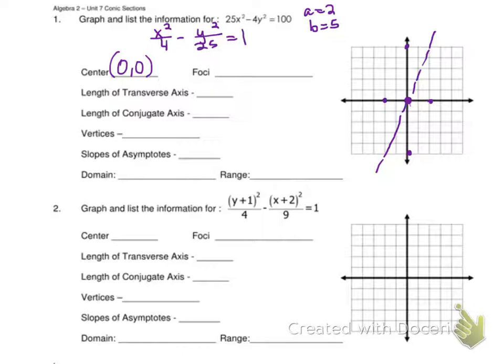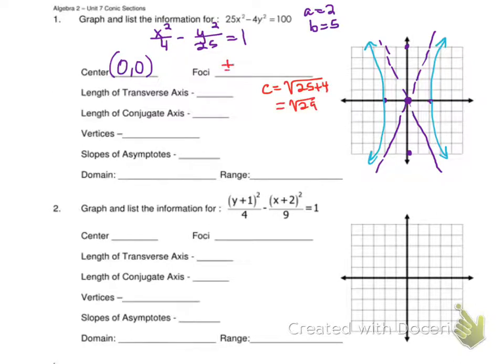So for my asymptotes, since this is a horizontal, I'm going to go up 5 over 2. Up 5 over 2, down 5 over 2, down 5 over 2. And once I've done that, I can graph my hyperbola. Okay, so see what I did there, guys. I went up and over based on the asymptotes, and then I graphed the hyperbola based on the vertices that I found from using A. Okay, then I can find the foci. It's not a huge deal. Square root of 25 plus 4 is the square root of 29.